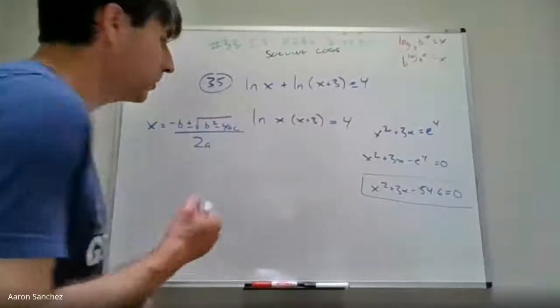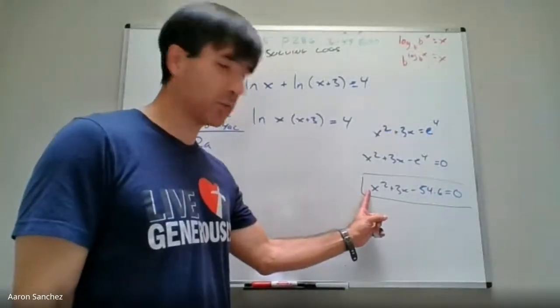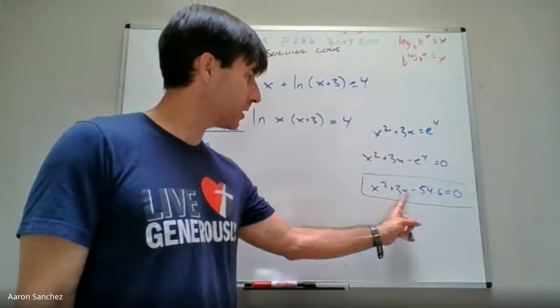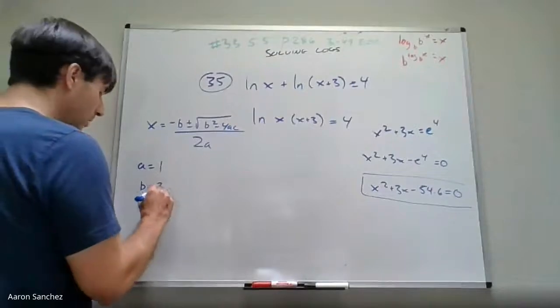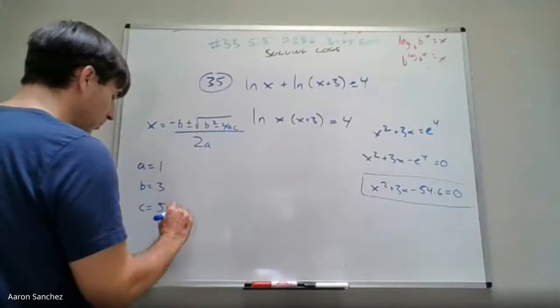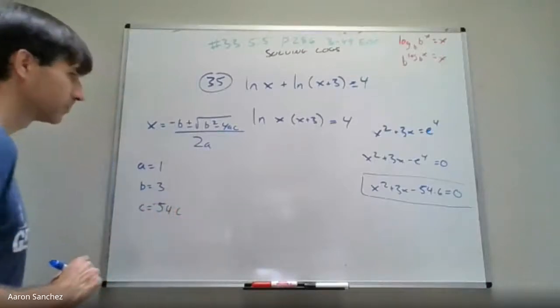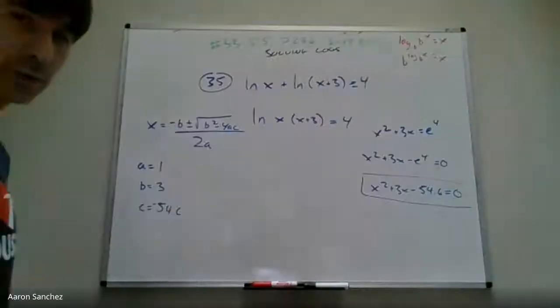All right, Kayla, I will. So here, remember, this is A, the number in front of x squared. This is B, this is C. So A equals 1, B equals 3, and C equals negative 54.6. Okay, I get it now. All right, cool. That it? Yes, I have the whole explanation right here in my notebook.